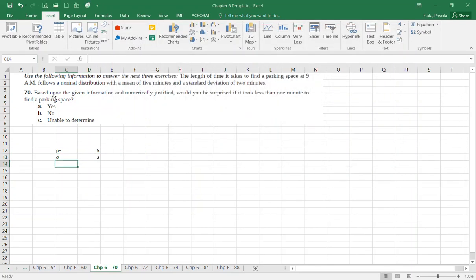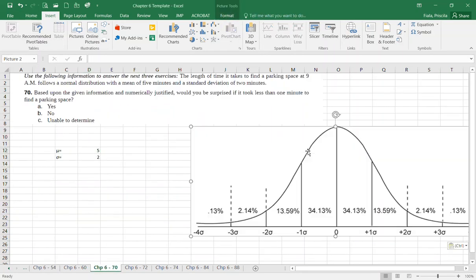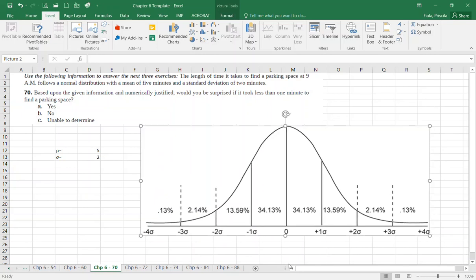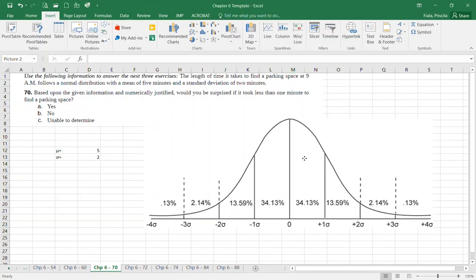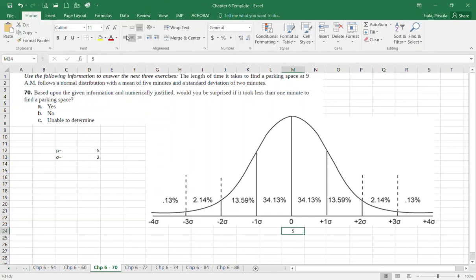Okay, and it says based upon the given information and numerically justify, would you be surprised if it took less than 1 minute to find a parking space? Well, your mean is 5, right in the middle, and your standard deviation is 2.